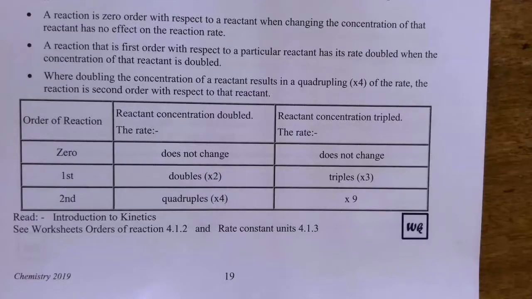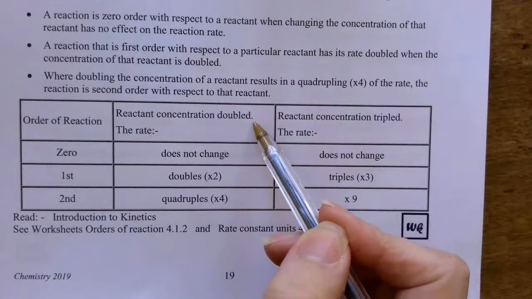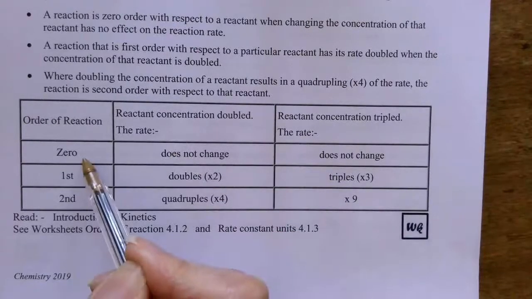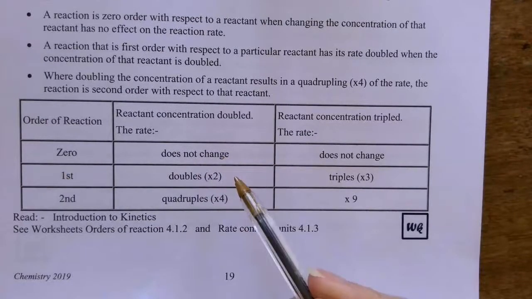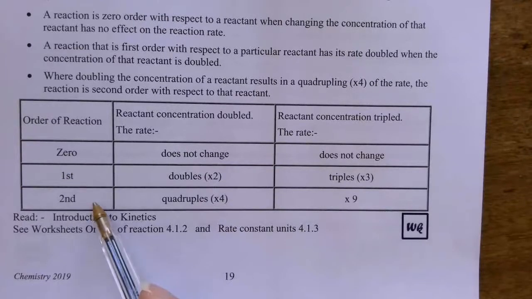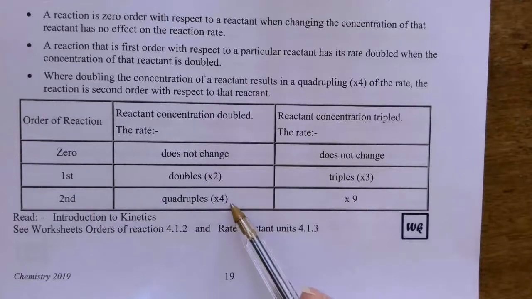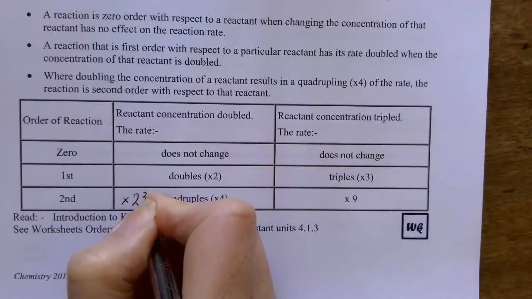With the order of reaction, we can work out what effect changing the concentration will have on the rate. If we double the concentration, for a 0 order reaction, the rate will not change. Double the concentration of a first order reaction, and that will double the rate. Last but not least, for a second order reaction, if we double the concentration, that will times the rate by 4. In other words, it will times it by 2 squared.